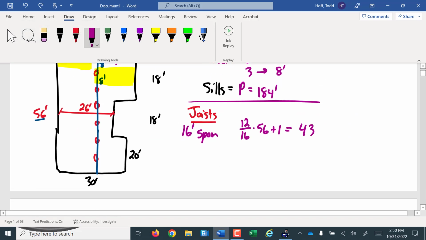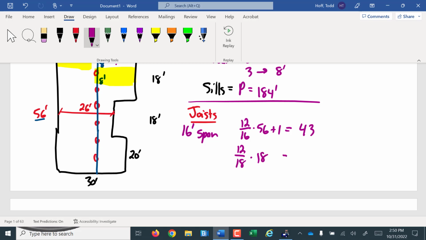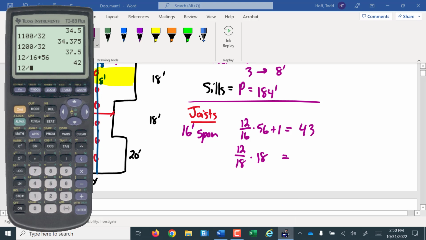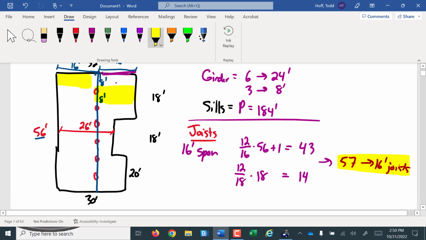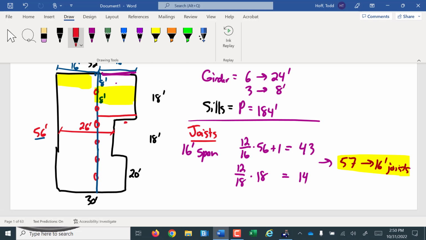So anyway, for the 16-foot span, it'll be 12 over 16 times 18, and no plus 1, but it's just going to be rounded up. So 12 divided by 16 times 18 is 13.5, so round up to 14. So that means we need 57 16-foot joists. And what that means over here is that last joist is probably going to end up somewhere in here like 8 inches away from that piece of wall.